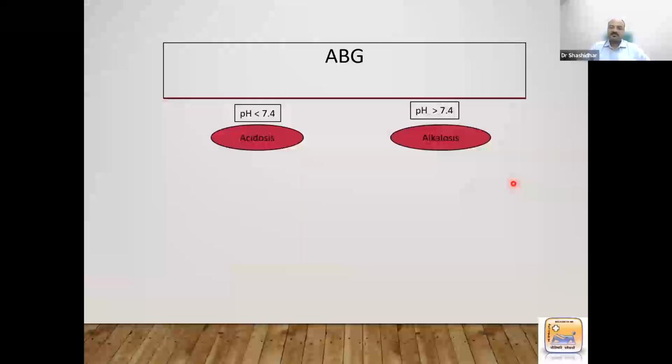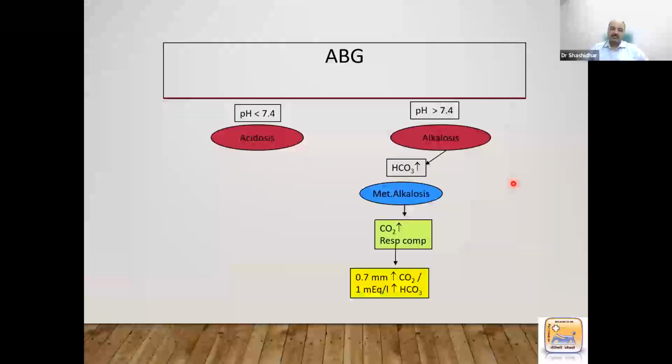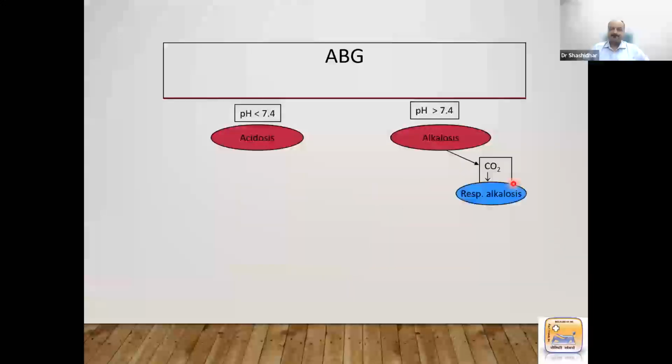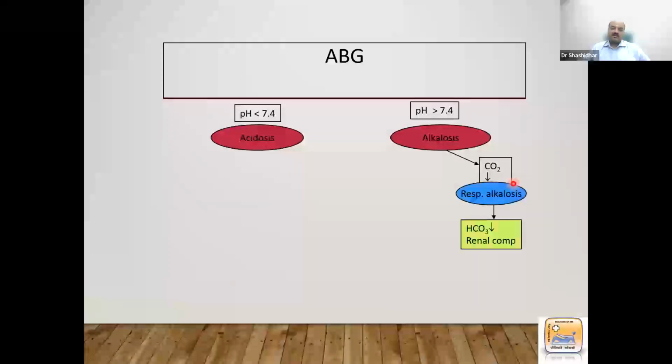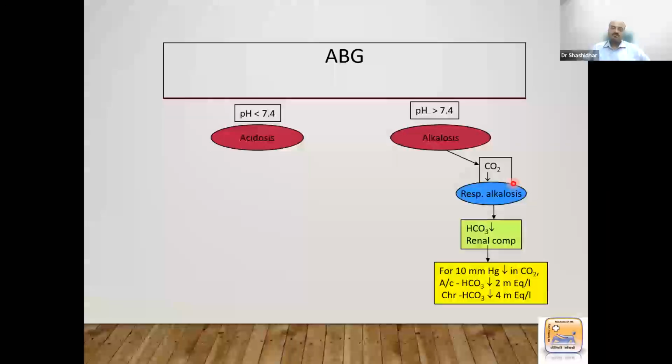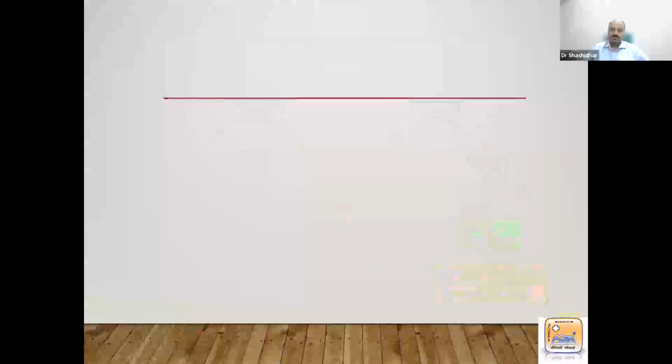If pH is more than 7.4, I'm using that as a ballpark figure, it's called alkalosis. It can be caused by higher bicarb, in which case it is metabolic alkalosis. And the compensation we expect is an increased CO2. And you know the limits of compensation. You can also use the formula for the same. If it is caused by low CO2, it's called respiratory alkalosis, and the compensation is lower bicarb, and you know the formula for calculating the compensation.